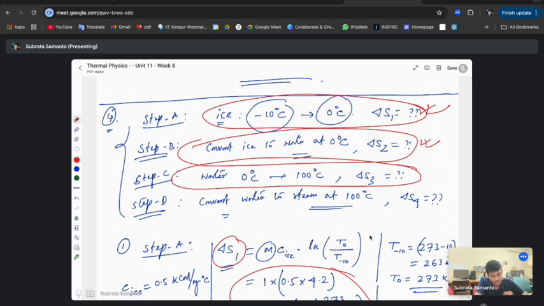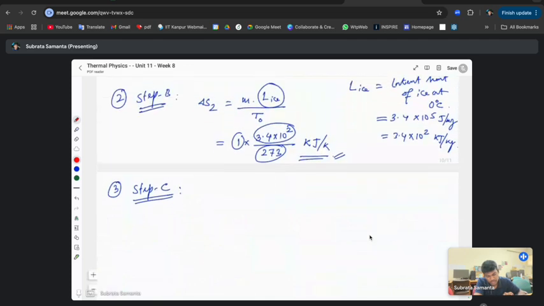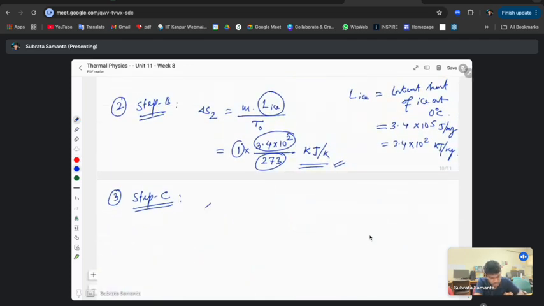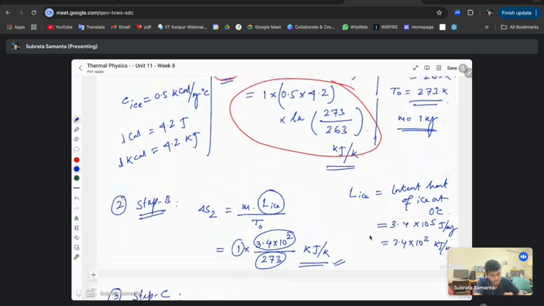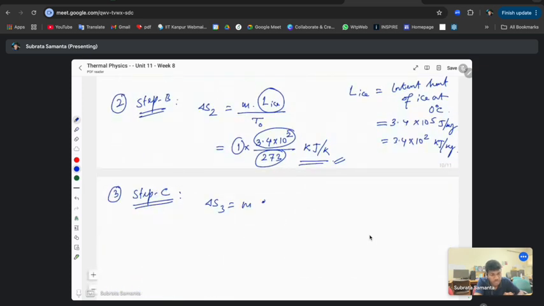So again the same procedures as in step A, okay. When the ice changes from minus 10 degrees centigrade to 0 degrees centigrade, use the same formula. Then in the case of step C, delta S3 is basically the same: mass times the specific heat of water, not ice, times ln of the final temperature, which is 100, over the initial temperature T naught, okay, log.